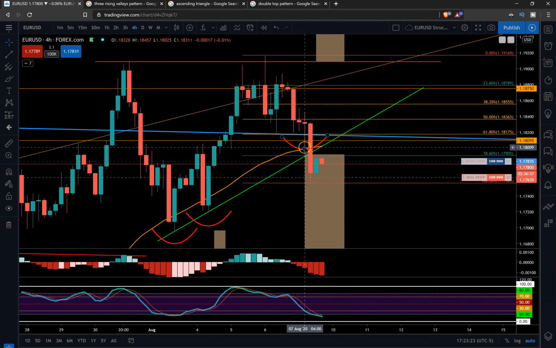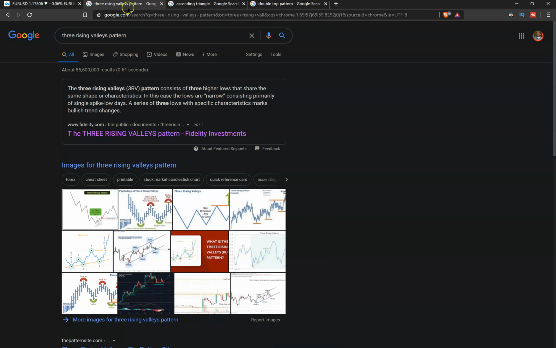My apologies. This was a lower low here. Then go to the three rising valleys pattern. The three rising valleys, or 3RV pattern, consists of three higher lows that share the same shape or characteristics. In this case, the lows are narrow, consisting primarily of a single spike low daily.